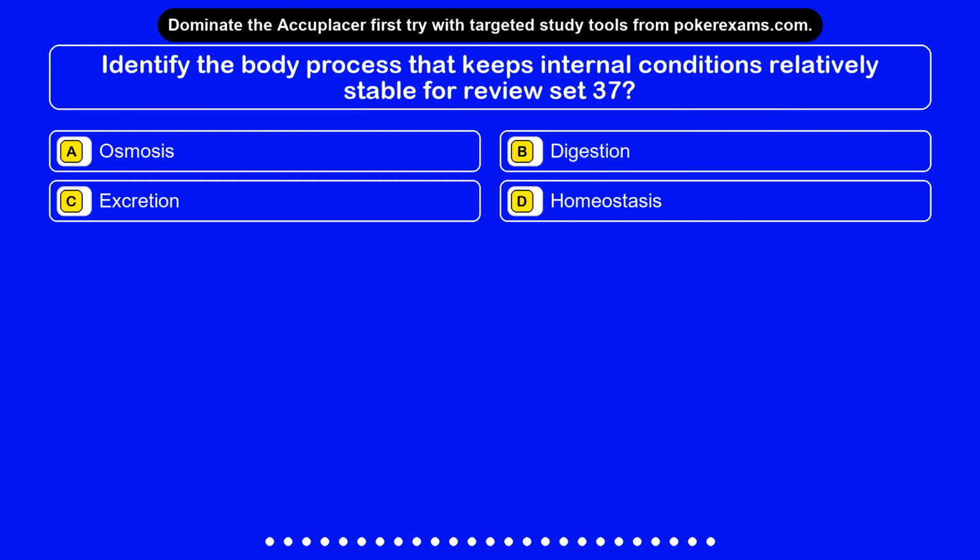Question 24. Identify the body process that keeps internal conditions relatively stable for review set 37. Option A. Osmosis. Option B. Digestion. Option C. Excretion. Option D. Homeostasis.